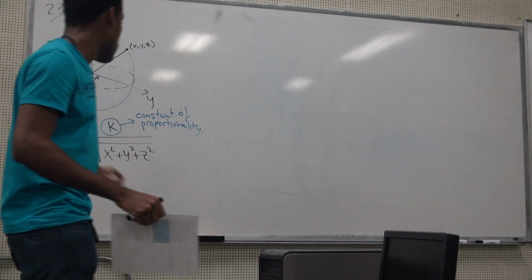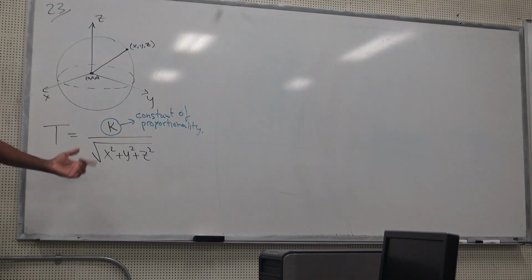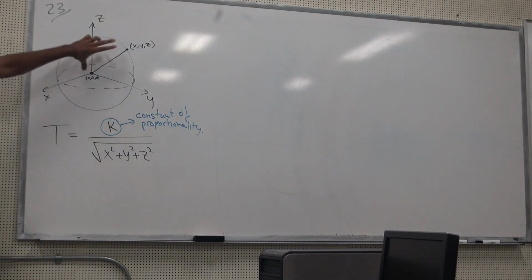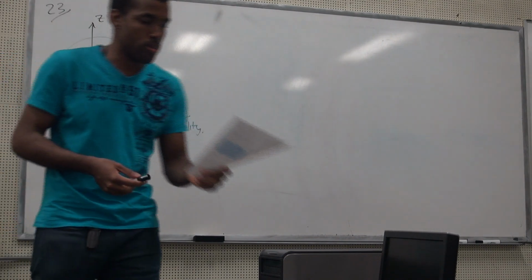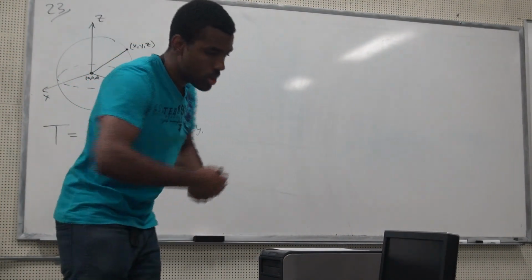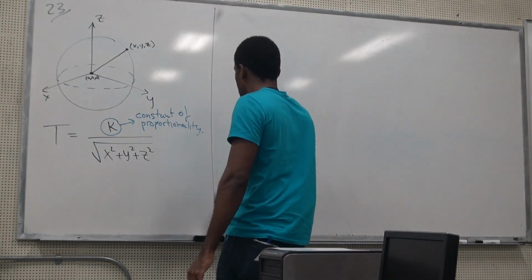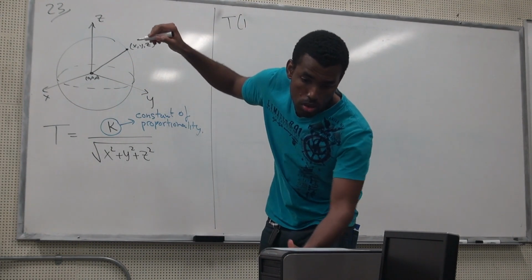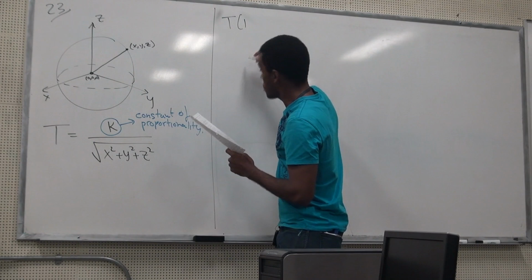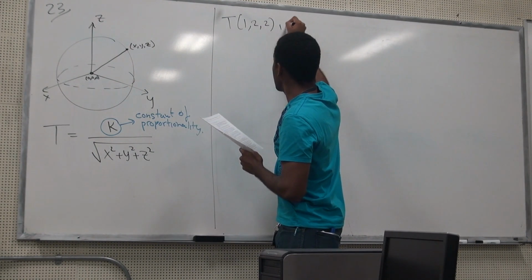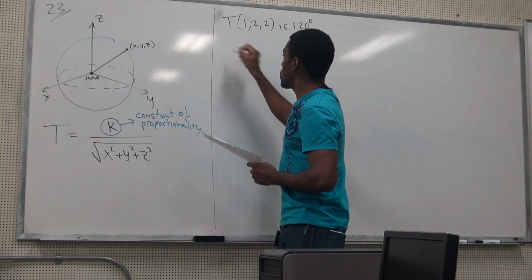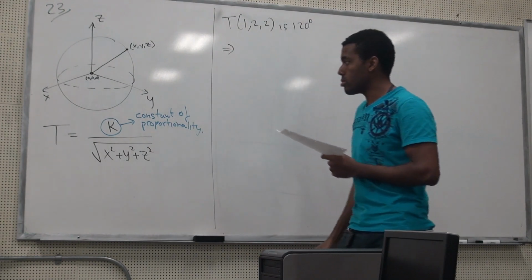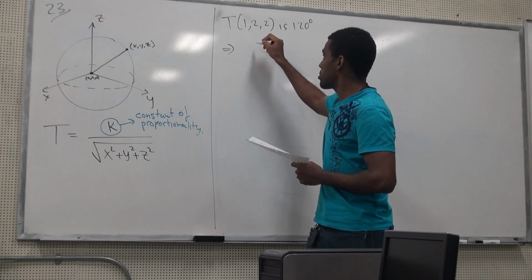So they never gave you the formula here, you have to figure it out, just by doing a distance formula. So now we know the formula. I know that T at 1, 2, 2 is 120 degrees. What does that mean? You will substitute 120 in the point.